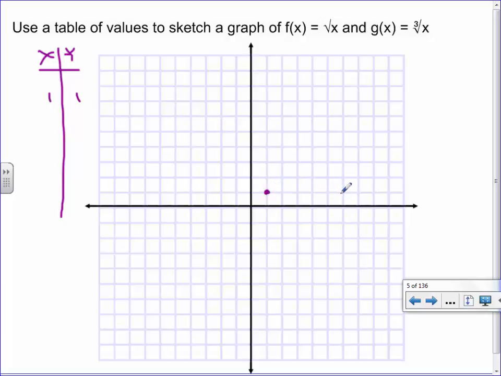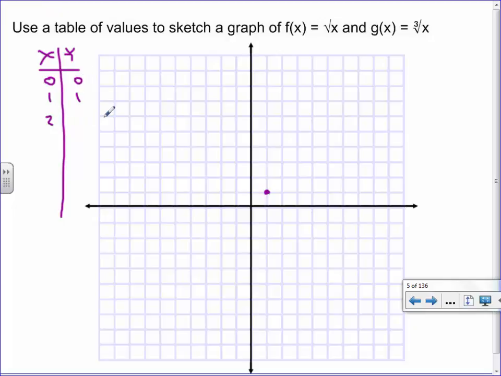Give me another value. 0. That's what I left the gap for. Square root of 0 is 0. What number multiplies by itself to give 0? 0 times 0 gives 0.